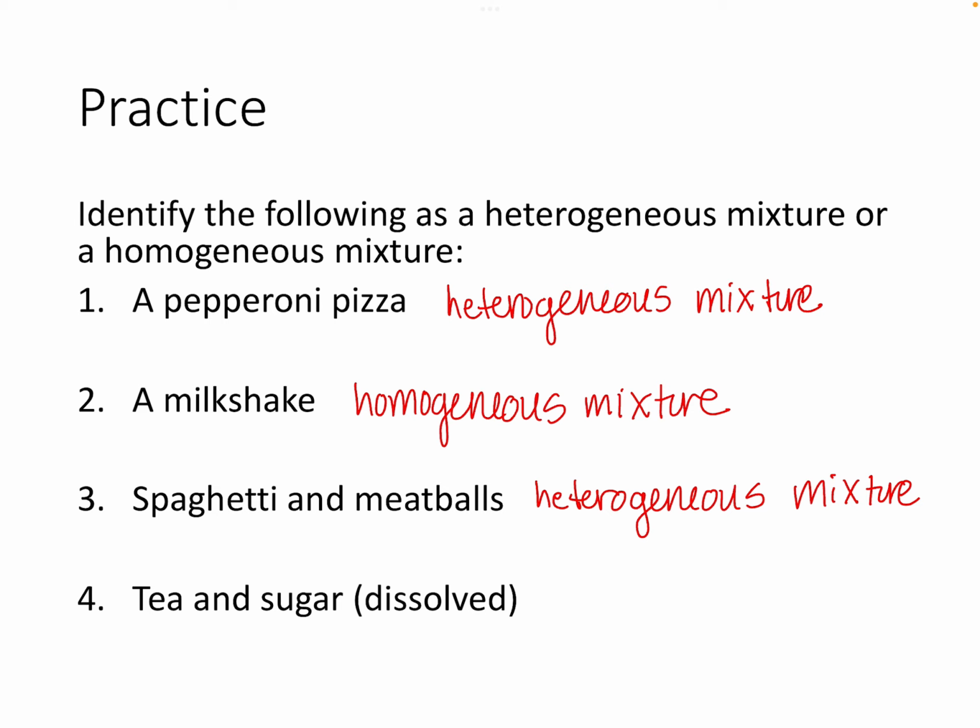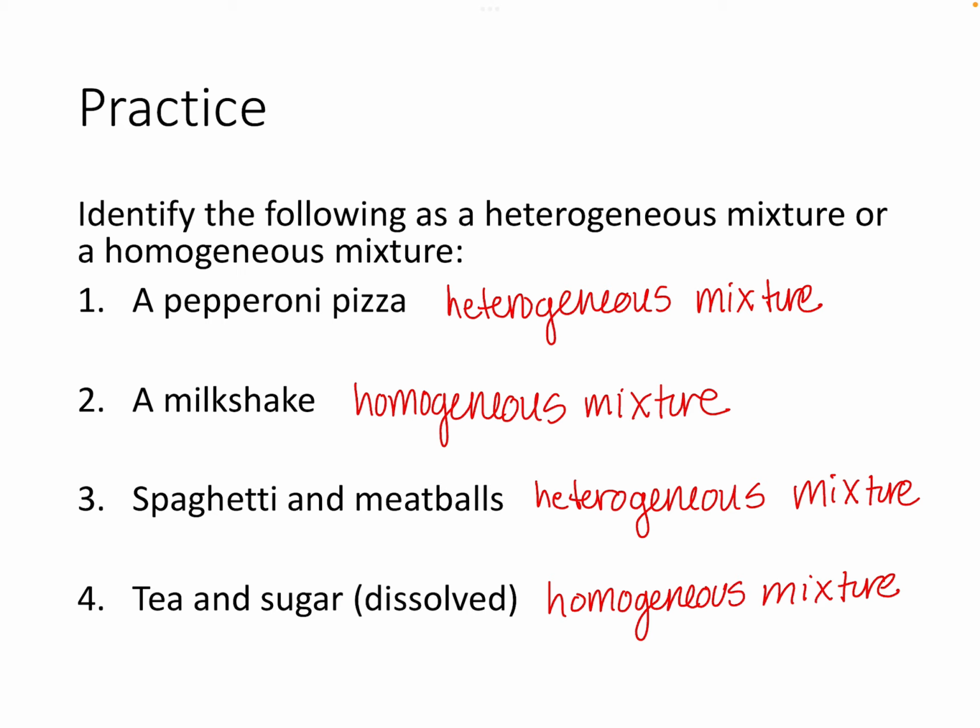And what about tea with sugar that's dissolved? Well, if the sugar is well dissolved, we won't even be able to see it in the tea. So this would be a homogeneous mixture. So the tea would just look uniform, right? All right, so hopefully that helped with understanding the differences between a heterogeneous mixture and a homogeneous mixture.